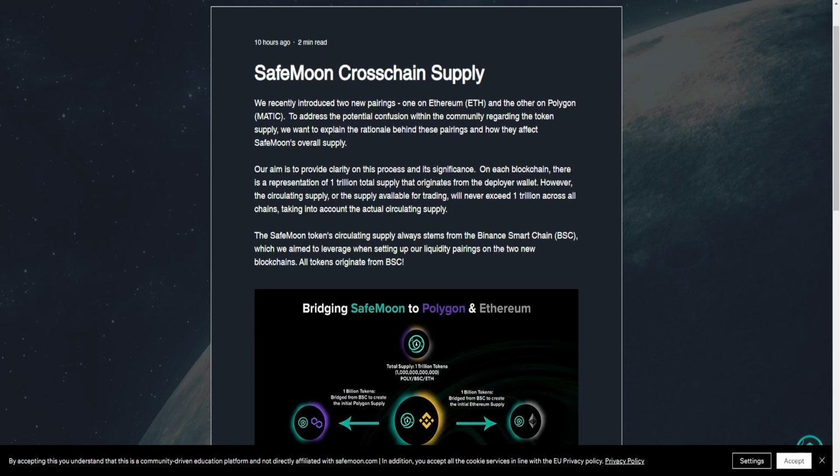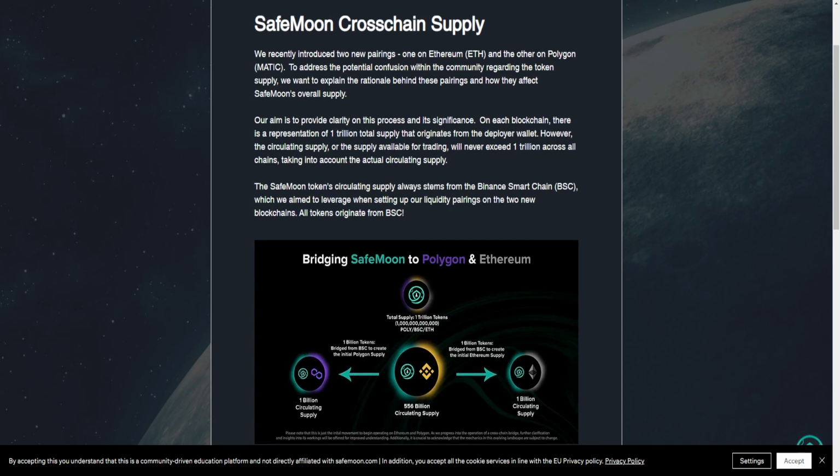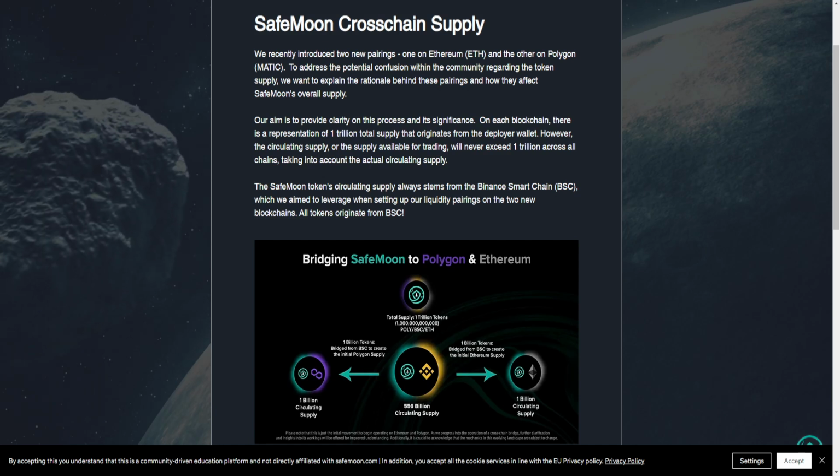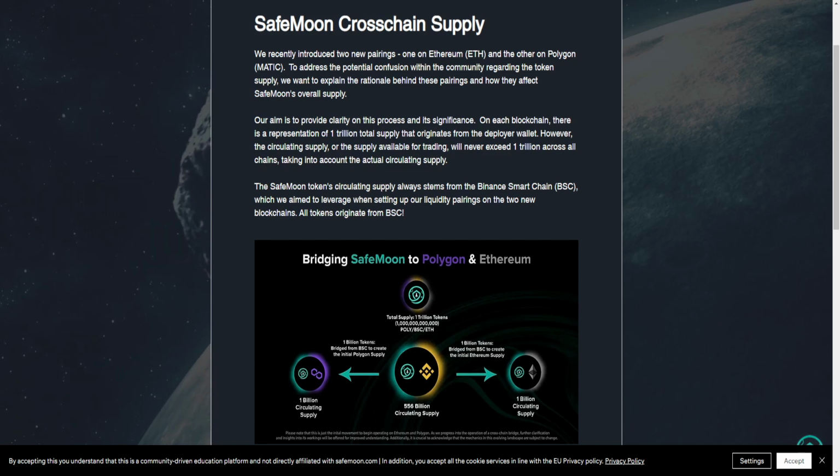SafeMoon cross-chain supply. We recently introduced two new pairings, one on Ethereum and the other on Polygon. To address the potential confusion within the community regarding the token supply, we want to explain the rationale behind these pairings and how they affect SafeMoon's overall supply. Our aim is to provide clarity on this process and its significance. On each blockchain, there is a representation of 1 trillion total supply that originates from the deployer wallet. However, the circulating supply, or the supply available for trading, will never exceed 1 trillion across all chains, taking into account the actual circulating supply.